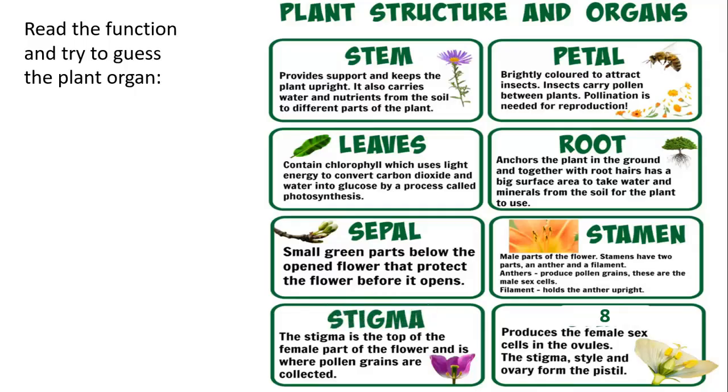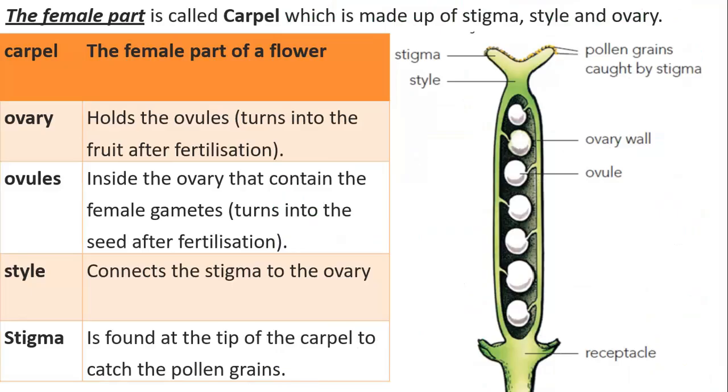Now, the female part is the stigma? No, it's the carpel. The carpel contains the stigma, the style, and the ovary. What is so special about the stigma is that it's sticky and it allows the landing and the sticking of the pollen grains on it to allow fertilization, which we will cover in detail. Okay, which part produces the female sex cells in the ovules? It is the ovary.